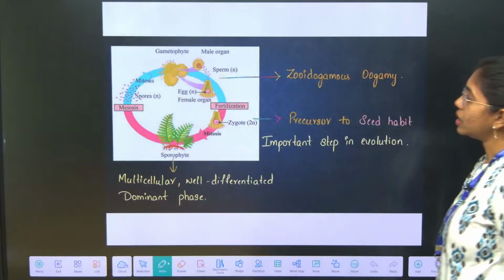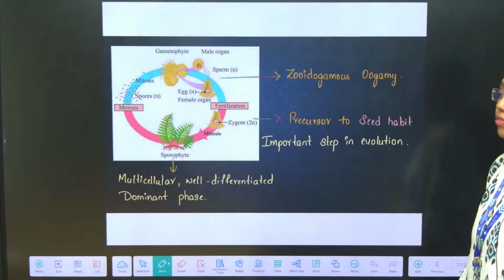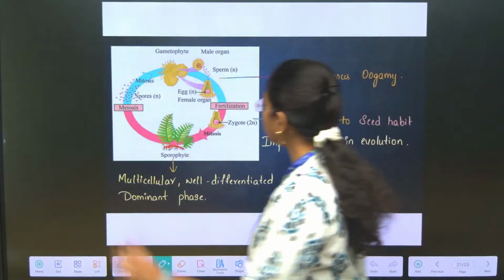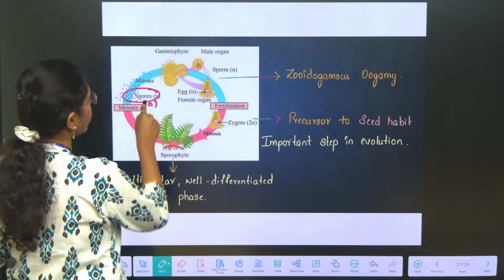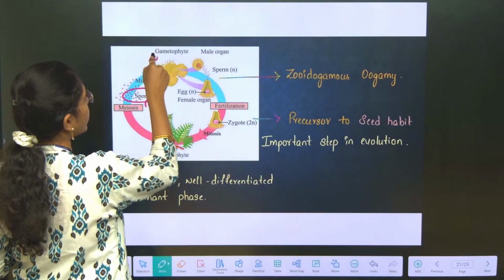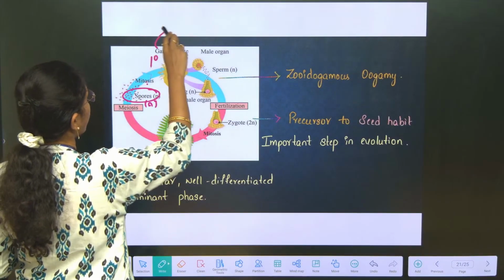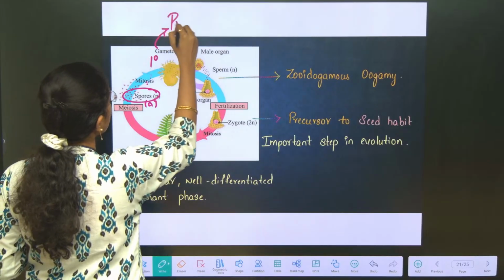Next, this is the life cycle of pteridophytes, wherein first we will start with the gametophyte. Here haploid spores undergoing mitosis form the primary gametophytic structure. That primary gametophytic structure is prothallus.